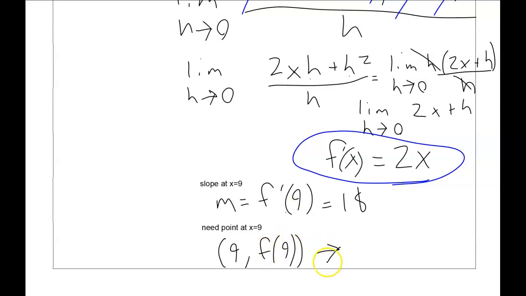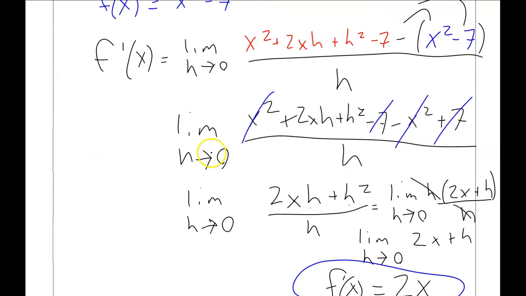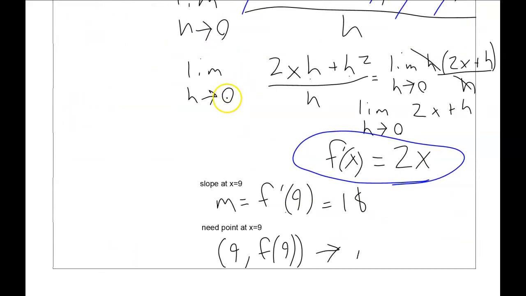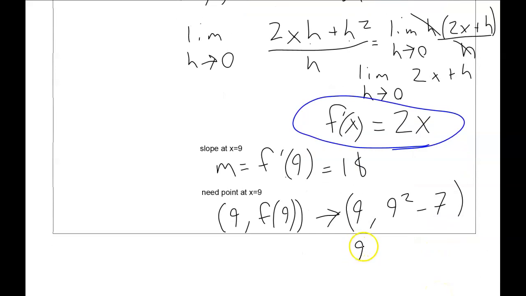So what that means is I plug in 9 to my original function, which is x squared minus 7. So it would be 9 comma 9 squared minus 7, which would be 9 comma 74. Right? So those are the 2 things we need. From there, we're going to find a y equals mx plus b for our tangent line. I'm not going to show you that here because you guys are already very, very good at that.